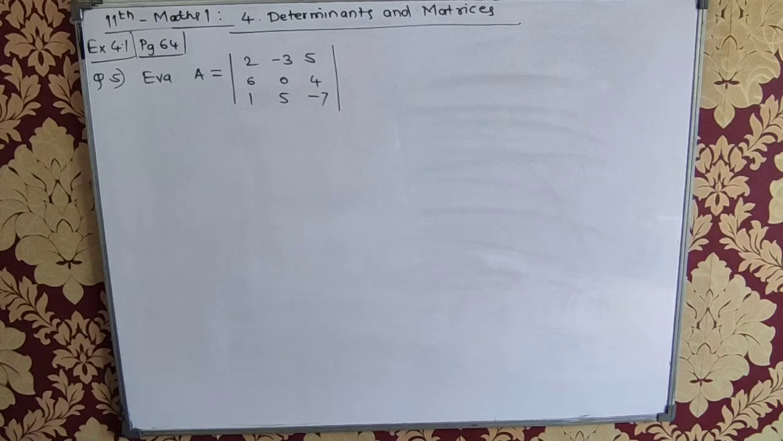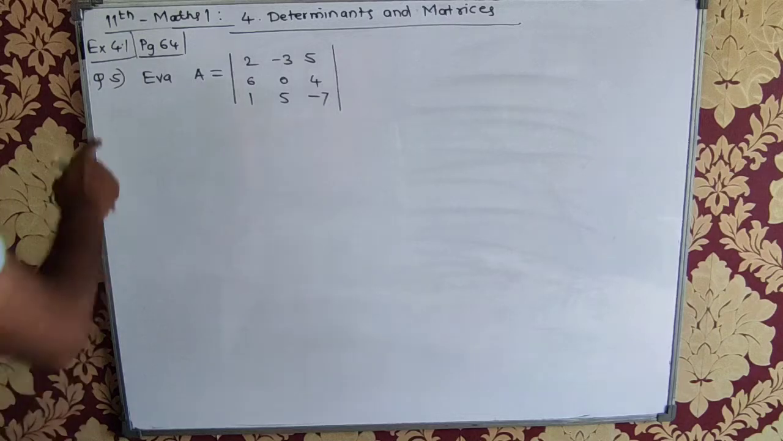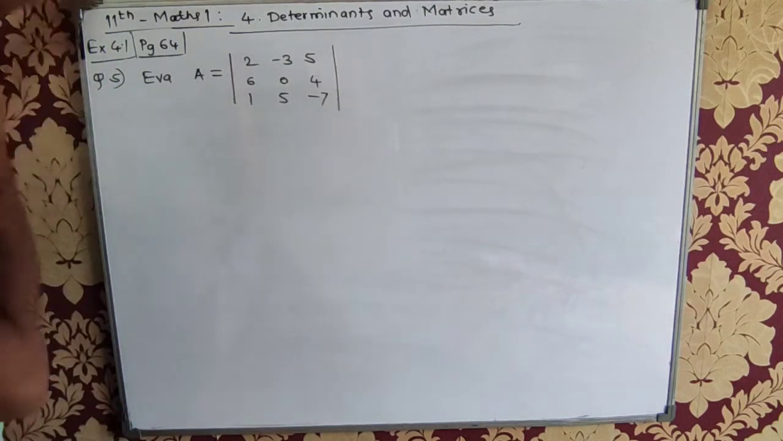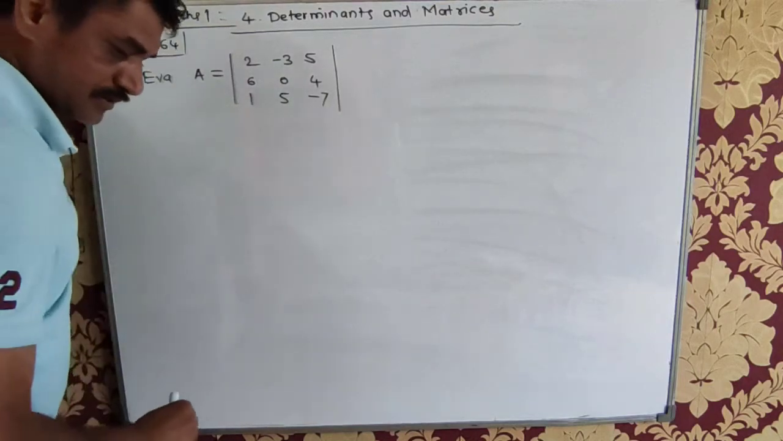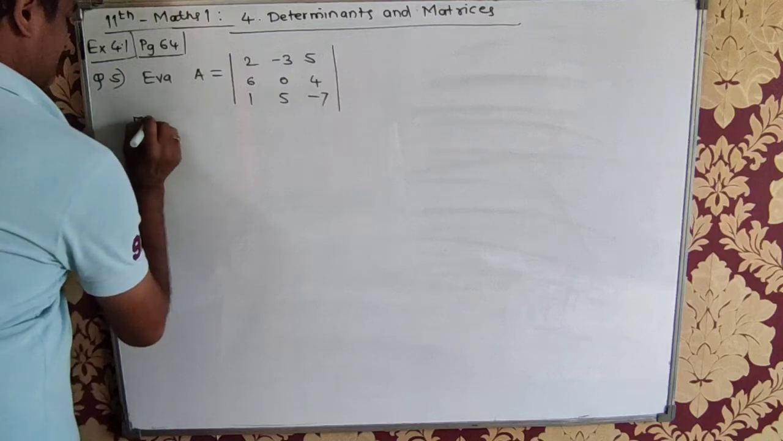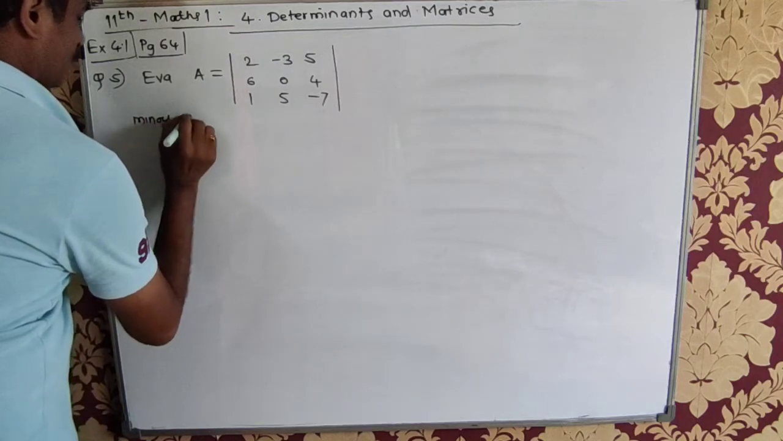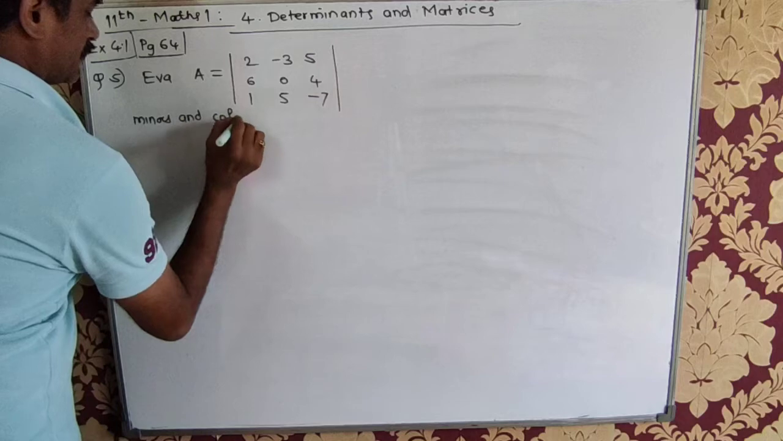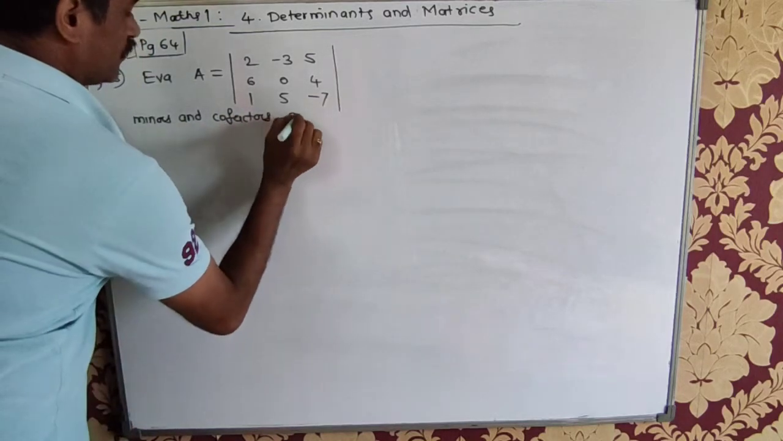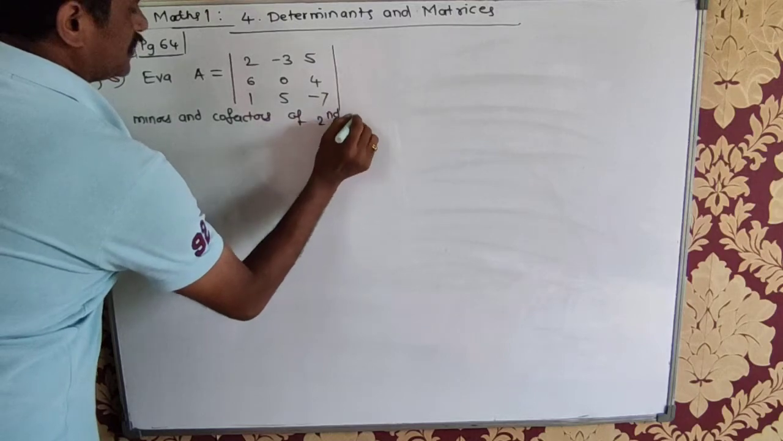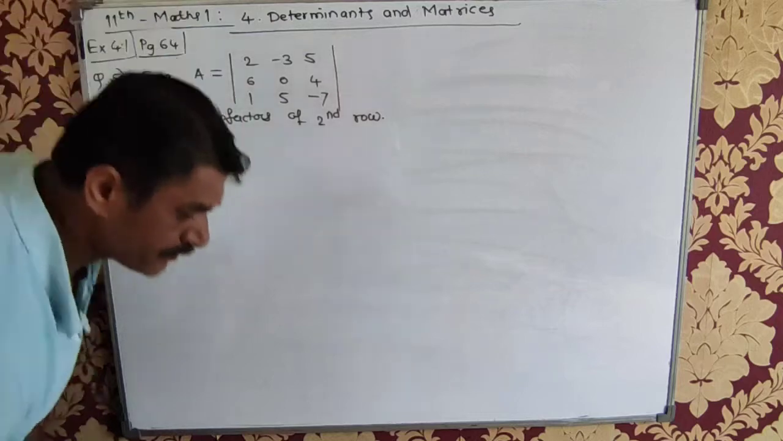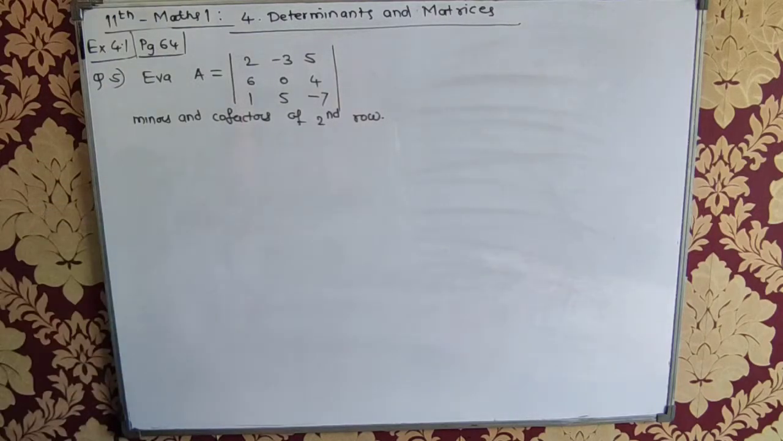Class 11 Maths 1, chapter number 4, determinants and matrices. Exercise 4.1, page 64, question number 5. Evaluate A. Also, find minors and cofactors of second row. Second row का चाहिए and verify few things. ठीक है? तो let's first of all evaluate this determinant.